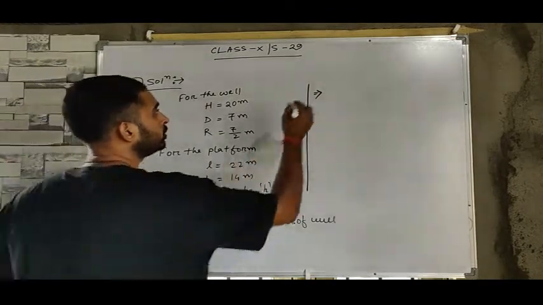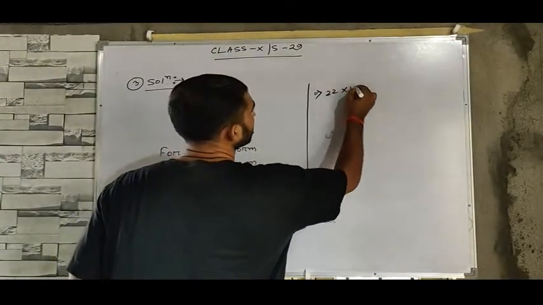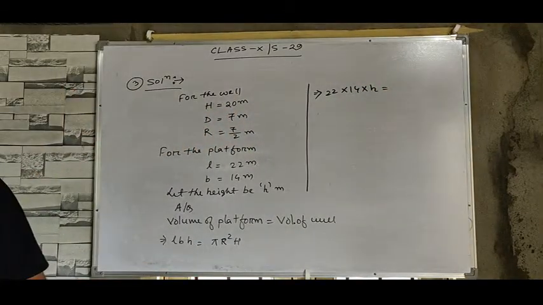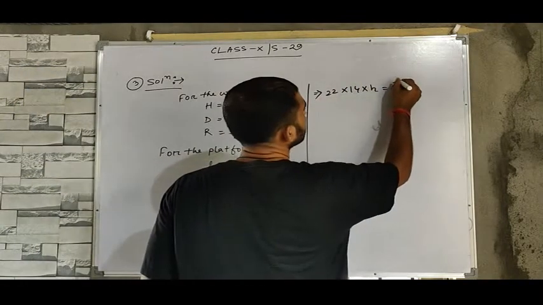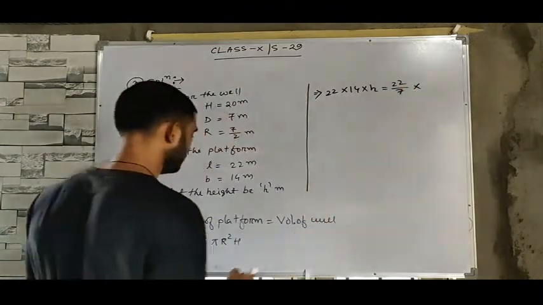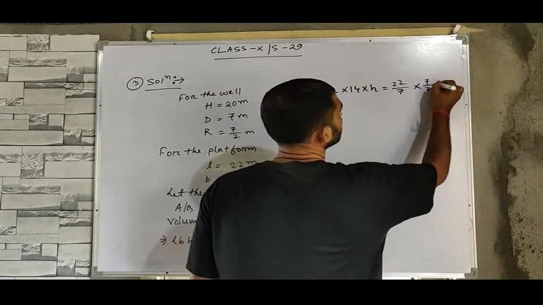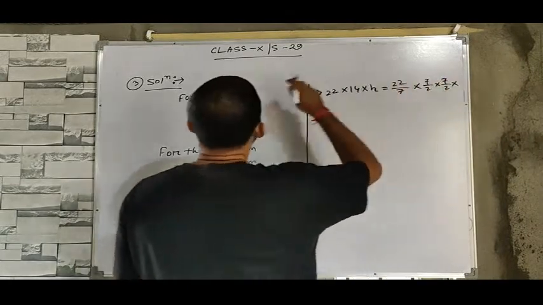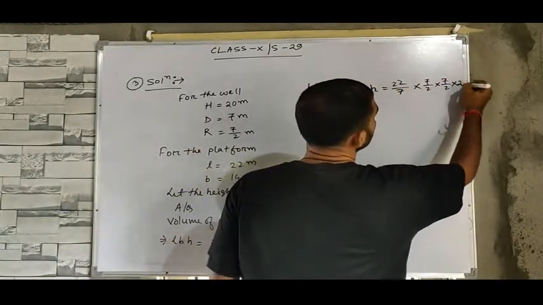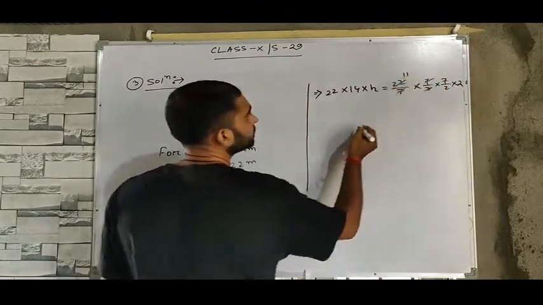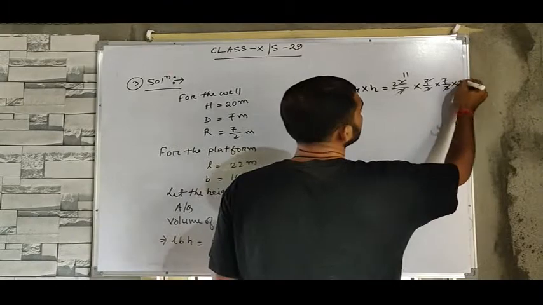L equal to 22, B equal to 14, H equal to H, pi equal to how much? Pi equal to 22 by 7, R square, R equal to how much? 7 by 2. So 7 by 2 into 7 by 2. Height equal to how much? Height equal to 20. So 7 cancel, 11. Then 10.